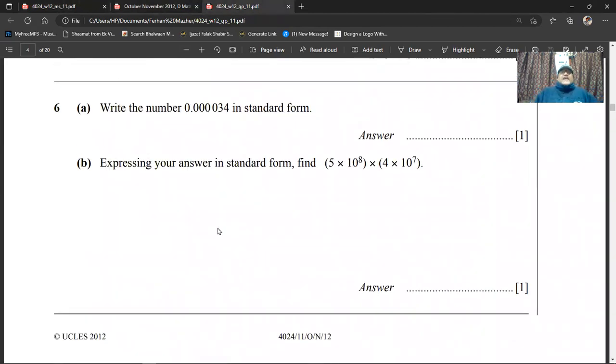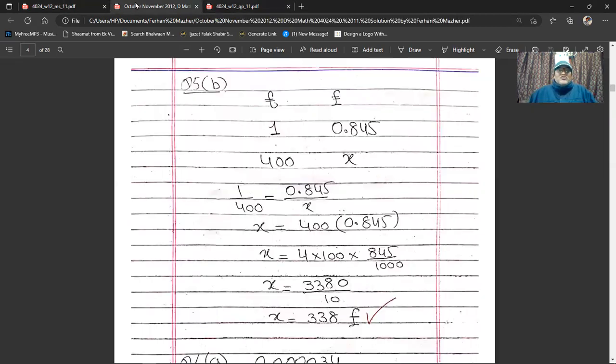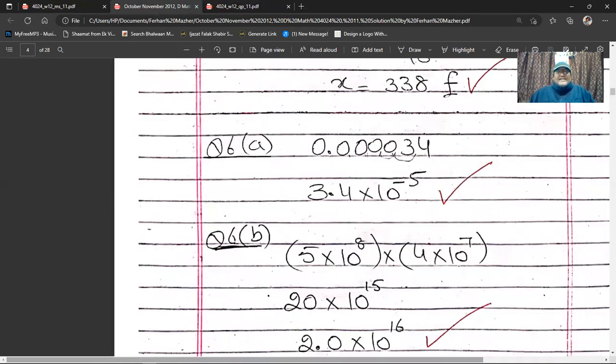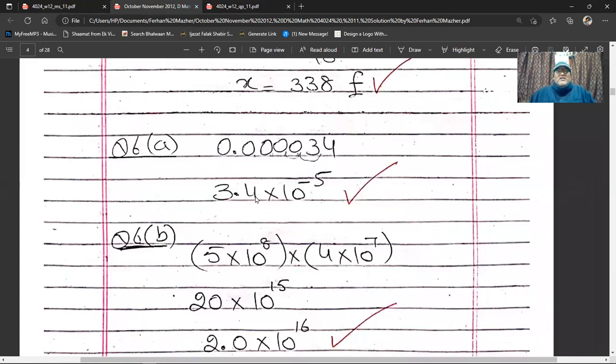Question number 6, A part. Write the number 0.000034 in standard form. In standard form, I will move the decimal in such a way that the number here should be more than 1 and less than 10. So it will move 1, 2, 3, 4, 5 steps. So 3.4 into 10 raised to power, because you have moved the decimal to the right side, the power will become negative. It has moved 5 steps to the right, so the power will be -5. So the answer is 3.4 × 10^-5.